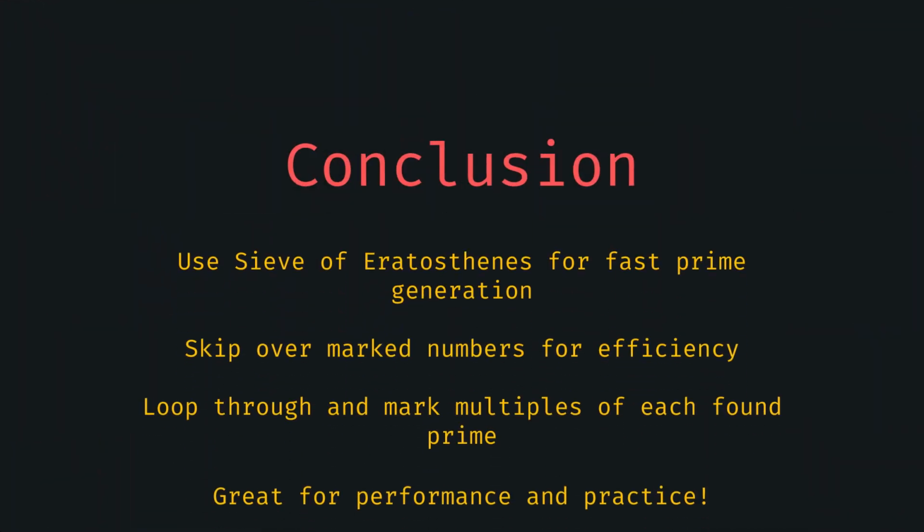Today, we learned how to efficiently find all primes below a number using the sieve method. It is faster than brute force checking and teaches us the value of algorithmic thinking. Try applying this to larger ranges and just see how powerful this method is.